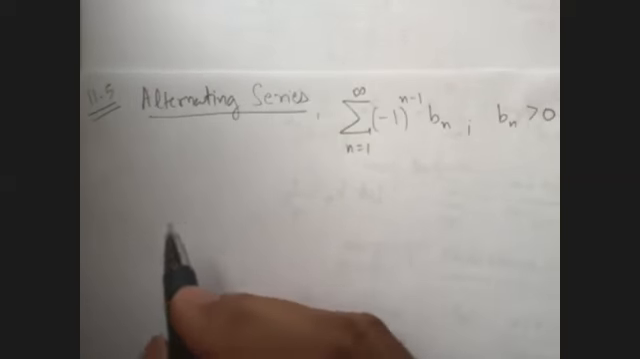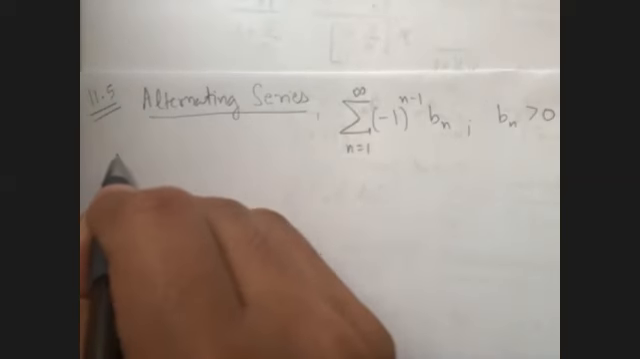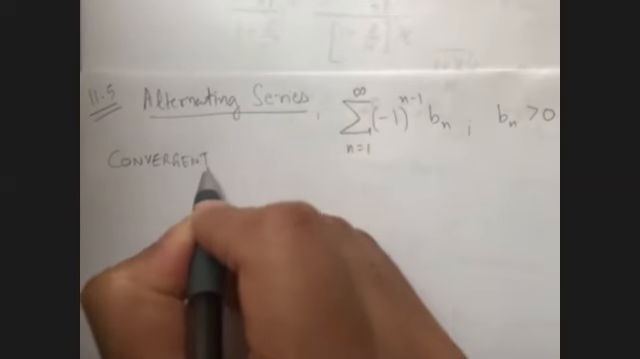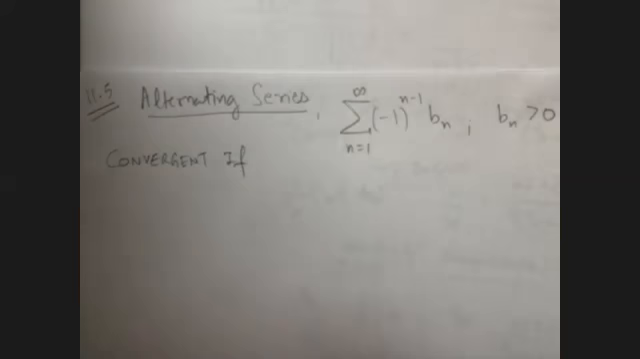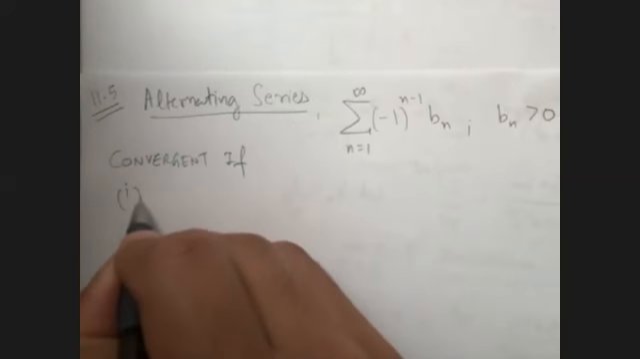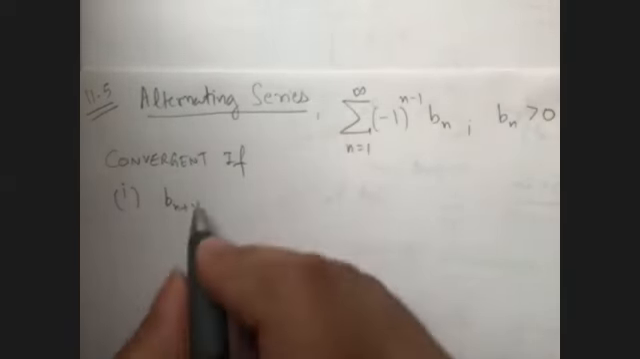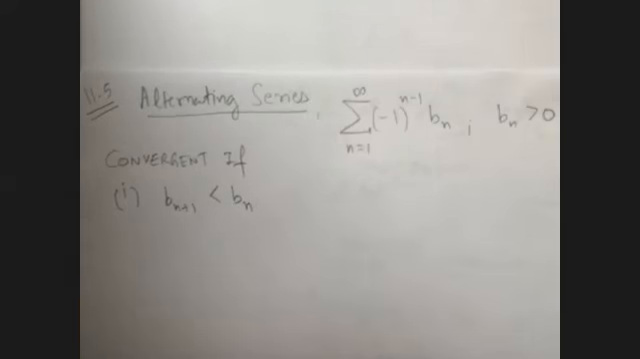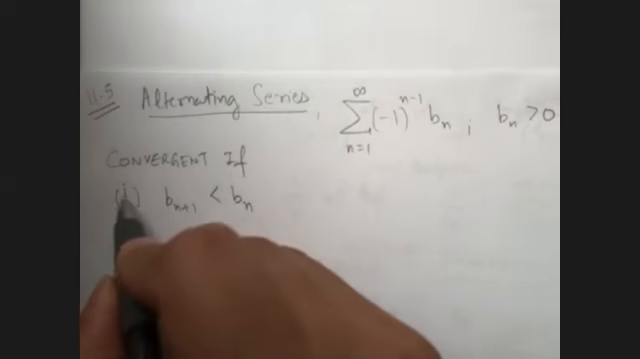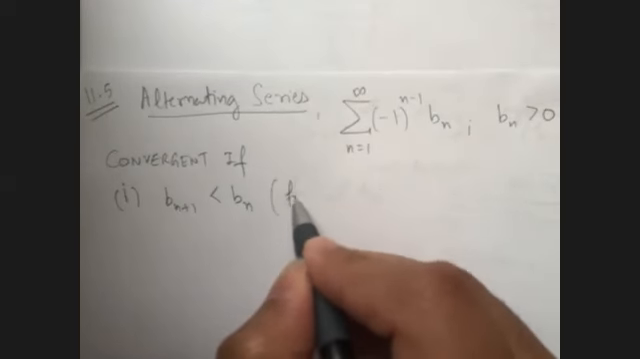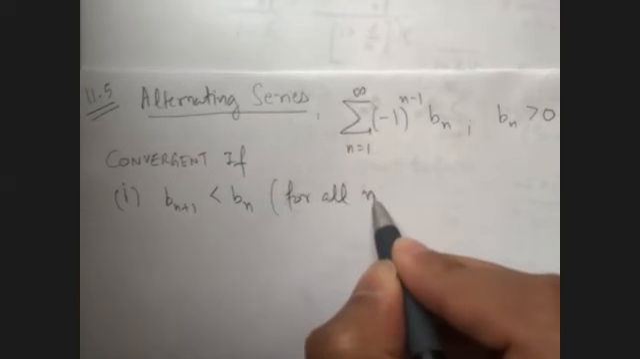And we have to check two things. So this series is convergent if Bn plus 1 is less than Bn. This is true for all n.